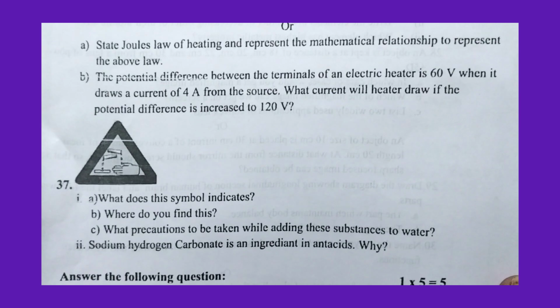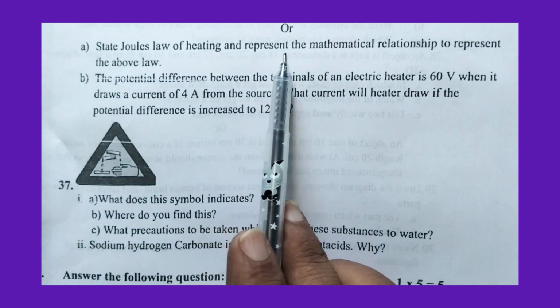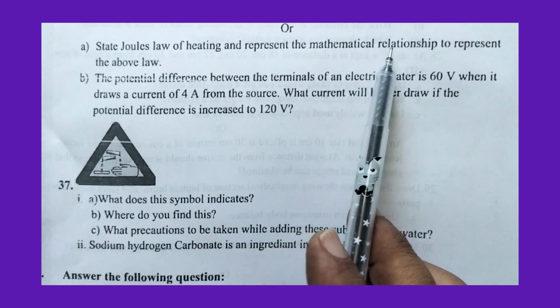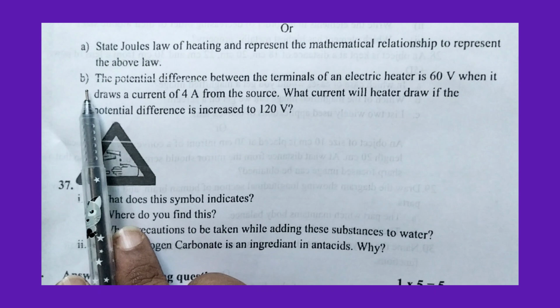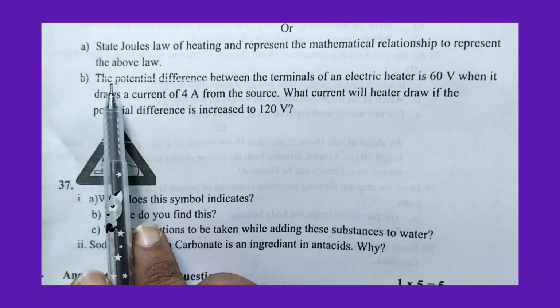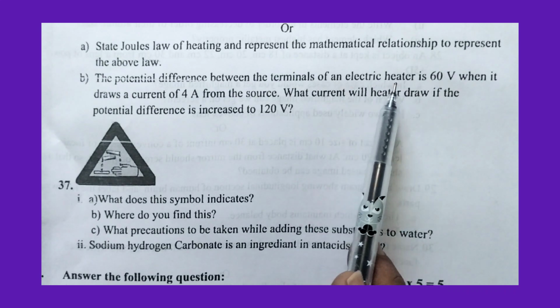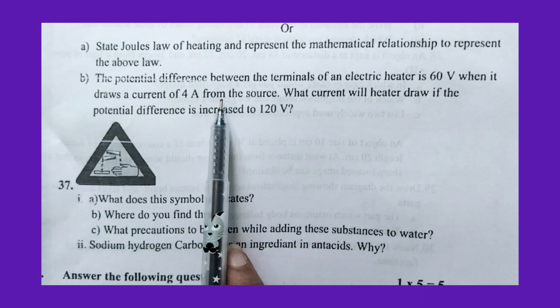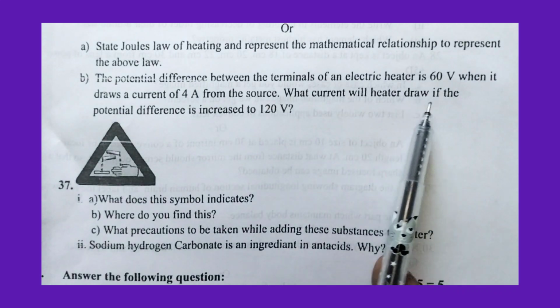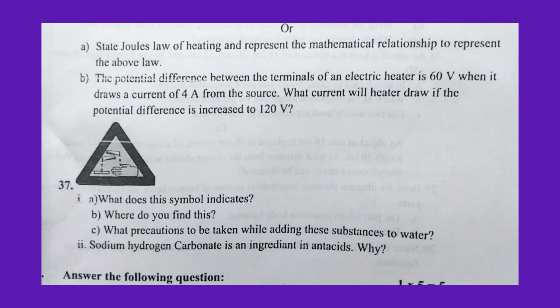That internal choice question is state Joule's law of heating and represent the mathematical relation. In that one only one more question is there, that is numerical. The potential difference between the terminals of an electric heater is 60 volts when it draws a current of 4 ampere from the source. What current will the heater draw if the potential difference is increased to 120 volts?